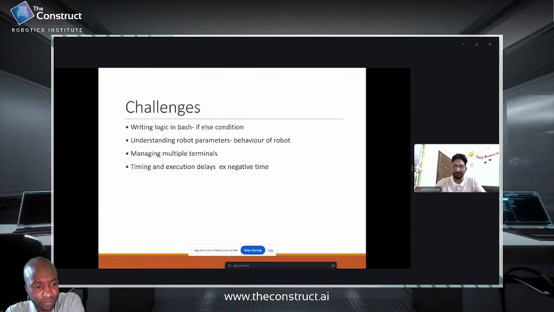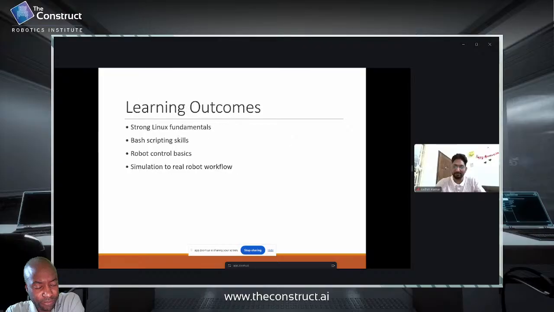So negative will not work in this obstacle avoidance. How can you avoid being negative? That logic we have also used. So this was the challenge I faced during this. Then learning outcomes, what I got: now I understand Linux and the fundamentals behind it, what a bash script is, how you can make directories using Linux, and some robot control. I now understand real world robot workflows.